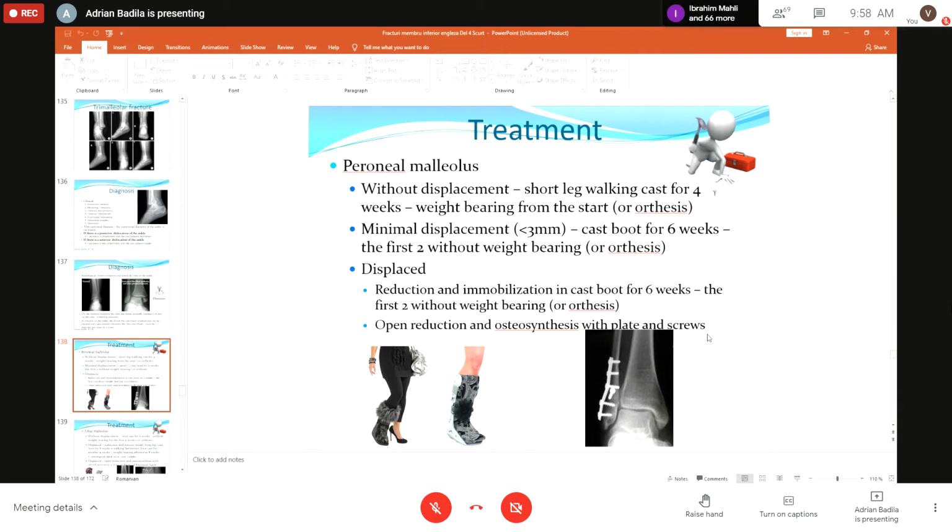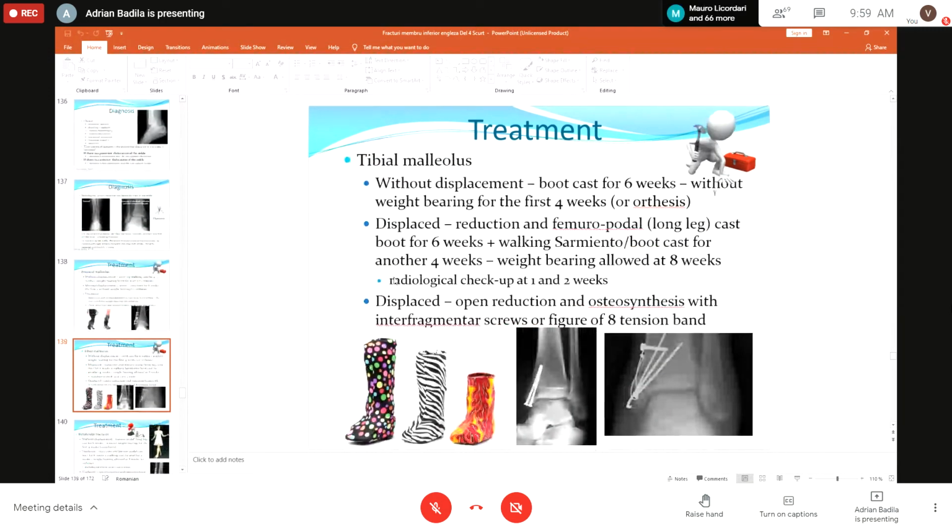In some cases, the patient or the physician can opt for an orthopedic treatment, and that will consist of reduction and immobilization in a boot cast for 6 weeks, the first 2 without weight bearing. So the fracture of the peroneal malleolus can be treated by orthopedic treatment in all cases. Even if you have a displaced fracture, if you obtain a good reduction by orthopedic means, you can use the orthopedic treatment, immobilization in a cast.